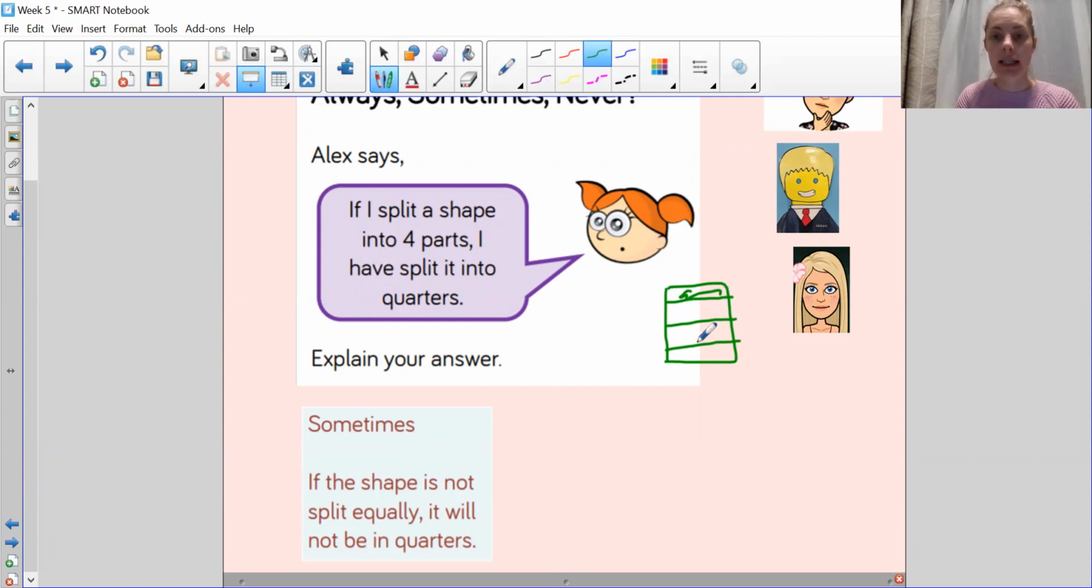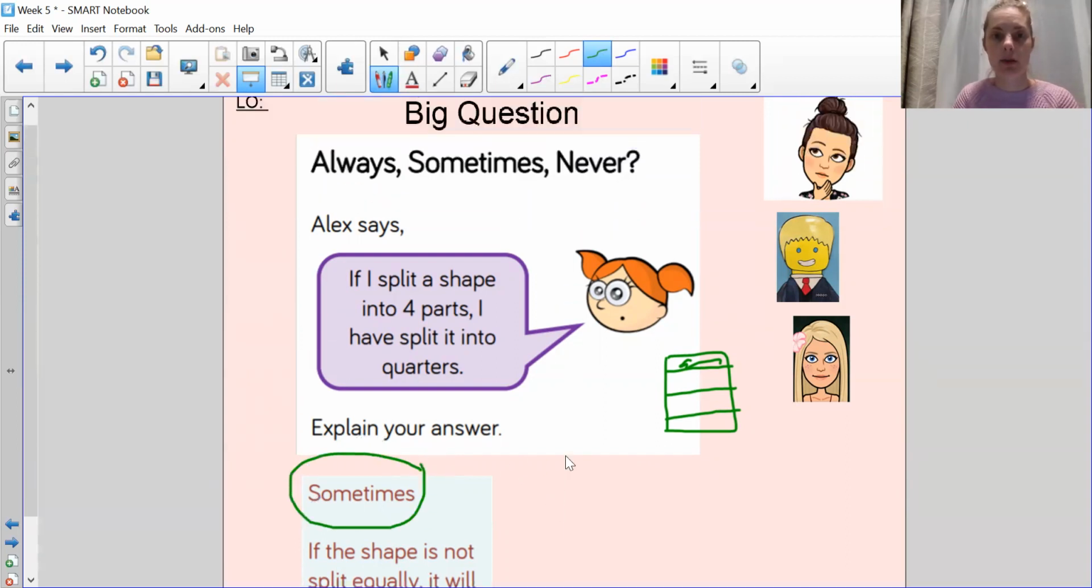So these are not identically equal in size, all right? So these would not be called quarters. However, if I took a shape and I equally divided them into 4 sections, they would be called quarters. So hopefully you answered sometimes, all right? And if you didn't answer sometimes, you've understood why.